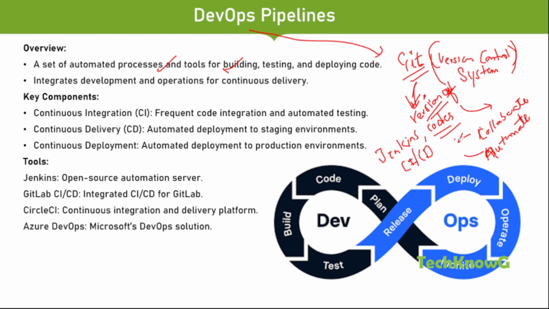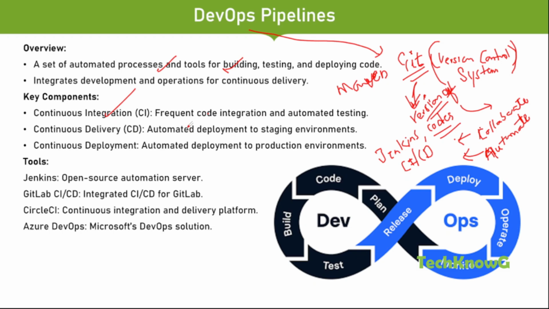It is used to collaborate and automate the process, bringing together the development team and the operations team. Coming to DevSecOps, it is the development, operations, and security teams. So DevOps is a set of automated processes and tools for building, testing, and deployment. Also, we will be having Maven. Maven is a build tool.